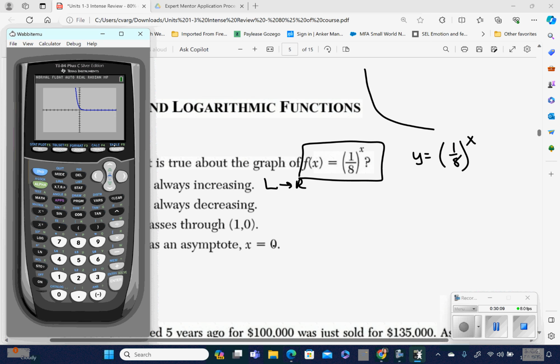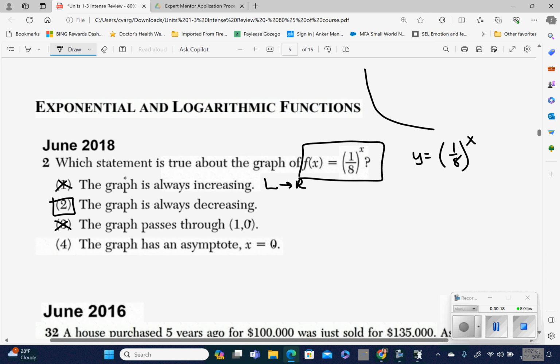So it says the graph passes through 1 comma 0. Go to my table. Across from 1, right? I don't see 0 there. So no, this is not true.